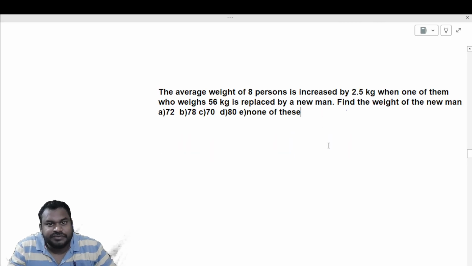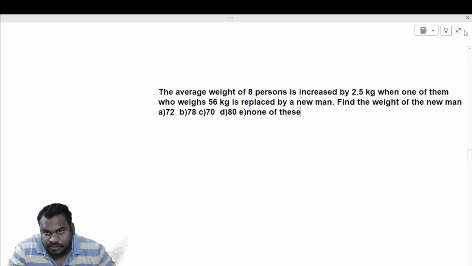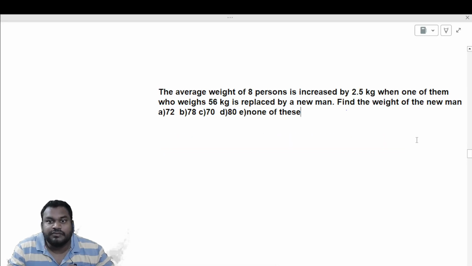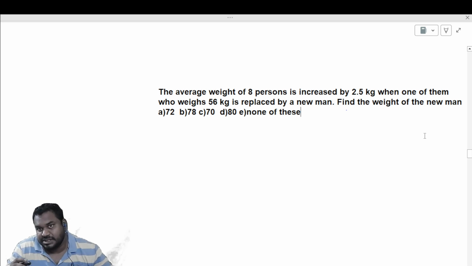The average weight of 8 persons is increased by 2.5 kg when one of them who weighs 56 kg is replaced by a new man. So one person who is weighing 56 left and another person joined who weighs more than 56. Because of him, the average is increased by 2.5 kg. Find the weight of the new man who joined. Obviously, the answer would be more than 56. That's why no option is below 56.